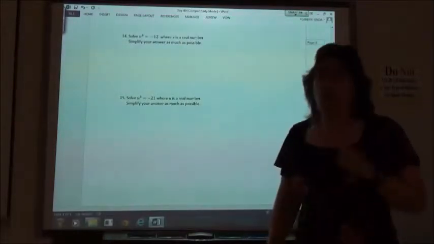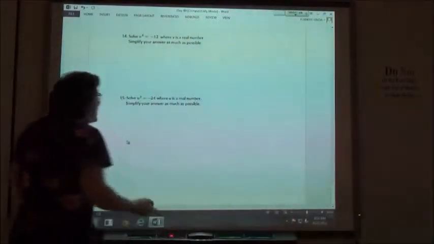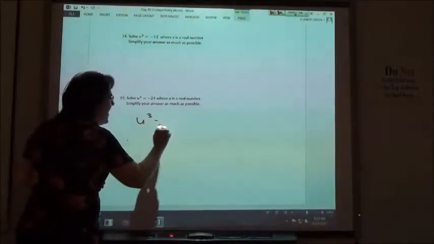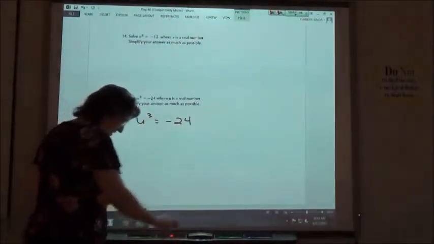And the last one, I'm going to change that problem just a little bit because I want it to be one that you can simplify. So if it's not already changed, let's make that a 24 instead of a 21. So number 15, u cubed equals negative 24 because I changed it. I'm the teacher, I get to do that.